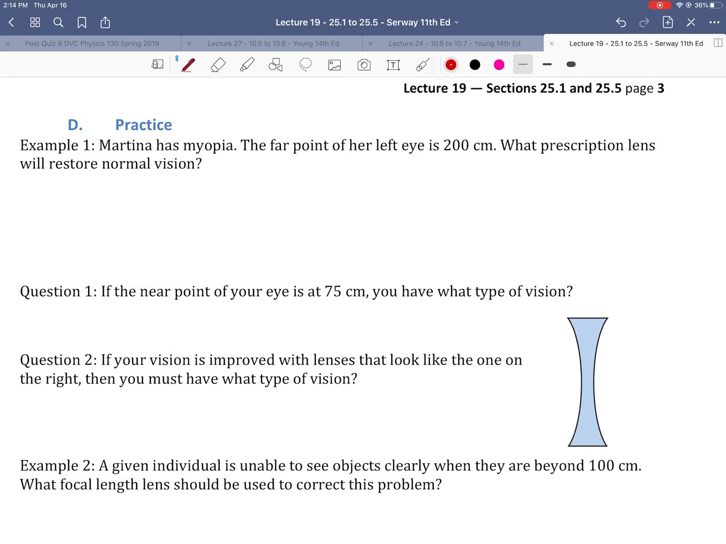Hello and welcome to part 2 of lecture 19, where we're going to continue to talk about optical devices. Here we're talking about the human eye, and we're going to be doing our first example. Okay, so we're told Martina has myopia. So if she has myopia, that means she is nearsighted. Let's write that down.